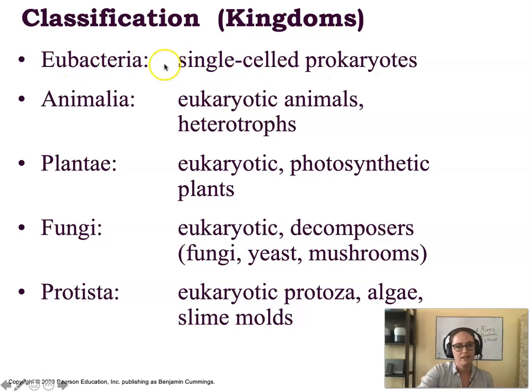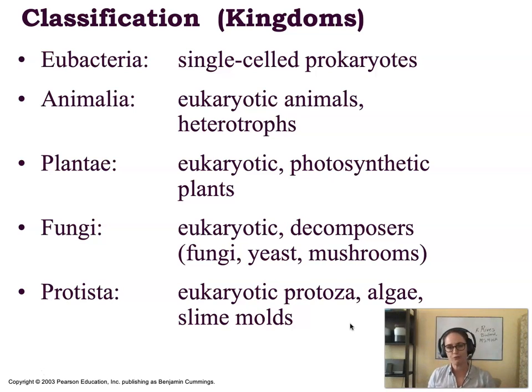Now again, eubacteria are single-celled prokaryotes, so they are not really going to be in our domain, but the rest of these are in our domain. We are the kingdom Animalia. Humans are kingdom Animalia, so that's the one you're focusing in on.